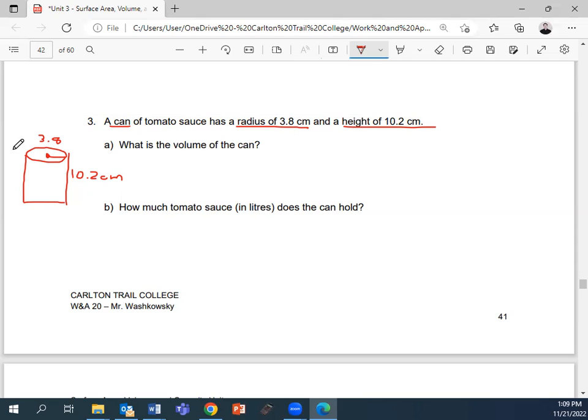So remember, the core idea behind volume is I take the base, you could say the top in this case, because technically the top's the same as the bottom, and I times it by the height. So the volume of a cylinder is really just the area of this times the height, right? Just remember that's the core idea behind volume: the base times the height. So how can I figure out the volume of this can?